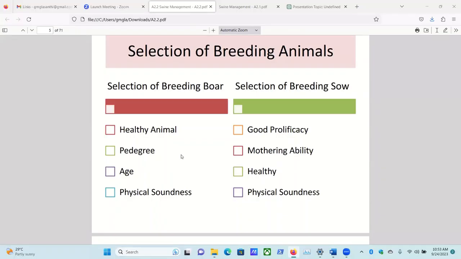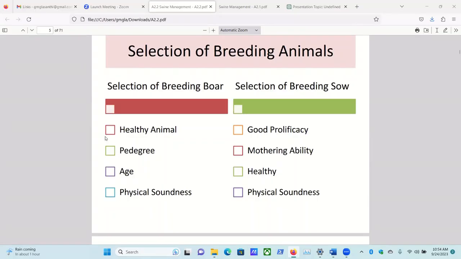Then the pedigree. Pedigree means pelapata in Sinhala. That means how the animal's mother performs, how the father performs, the litter size of the mother, and whether the family members have some disease condition. Likewise, we should check the pedigree. Then we can have an idea about the performance of the particular boar. At the same time, the age: the selected boar should be sexually mature enough. Normally, sexual maturation is there at 6 to 7 months of age. So you should select such type of animal.